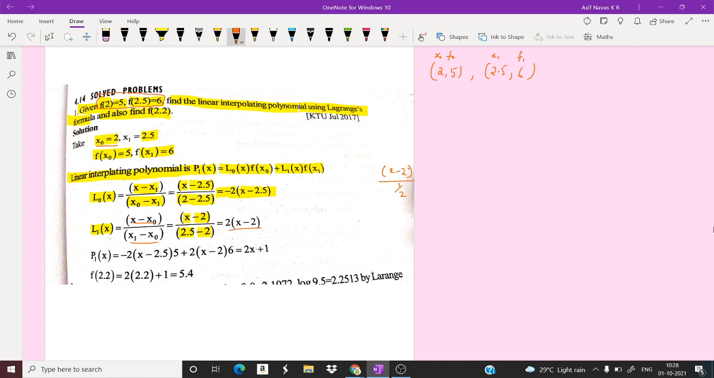So we know that P1 of x is equal to L0 f0 plus L1 f1. So L0 is this. This is L naught. So minus 2 into x minus 2.5 into f naught, which is 5, plus 2 into x minus 2 into 6 is equal to 2.2x plus 1. Now this is the formula.